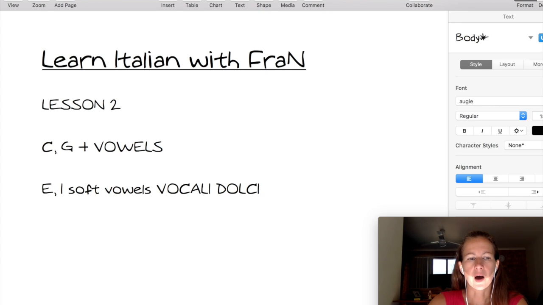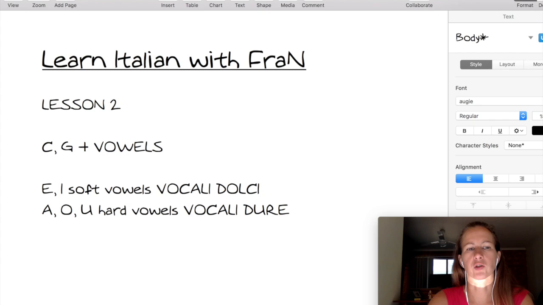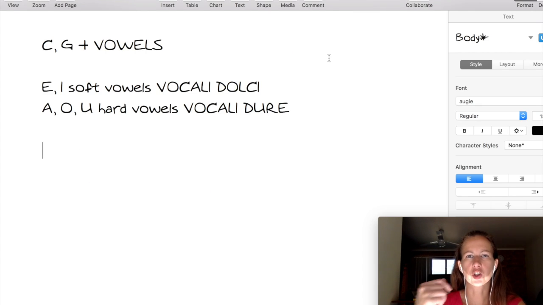Instead, the vowels A, O, U are called hard vowels. In Italian, we call them vocali dure. Dure is a literal translation for hard. So what happens to the letters C and G when they're followed by these vowels?